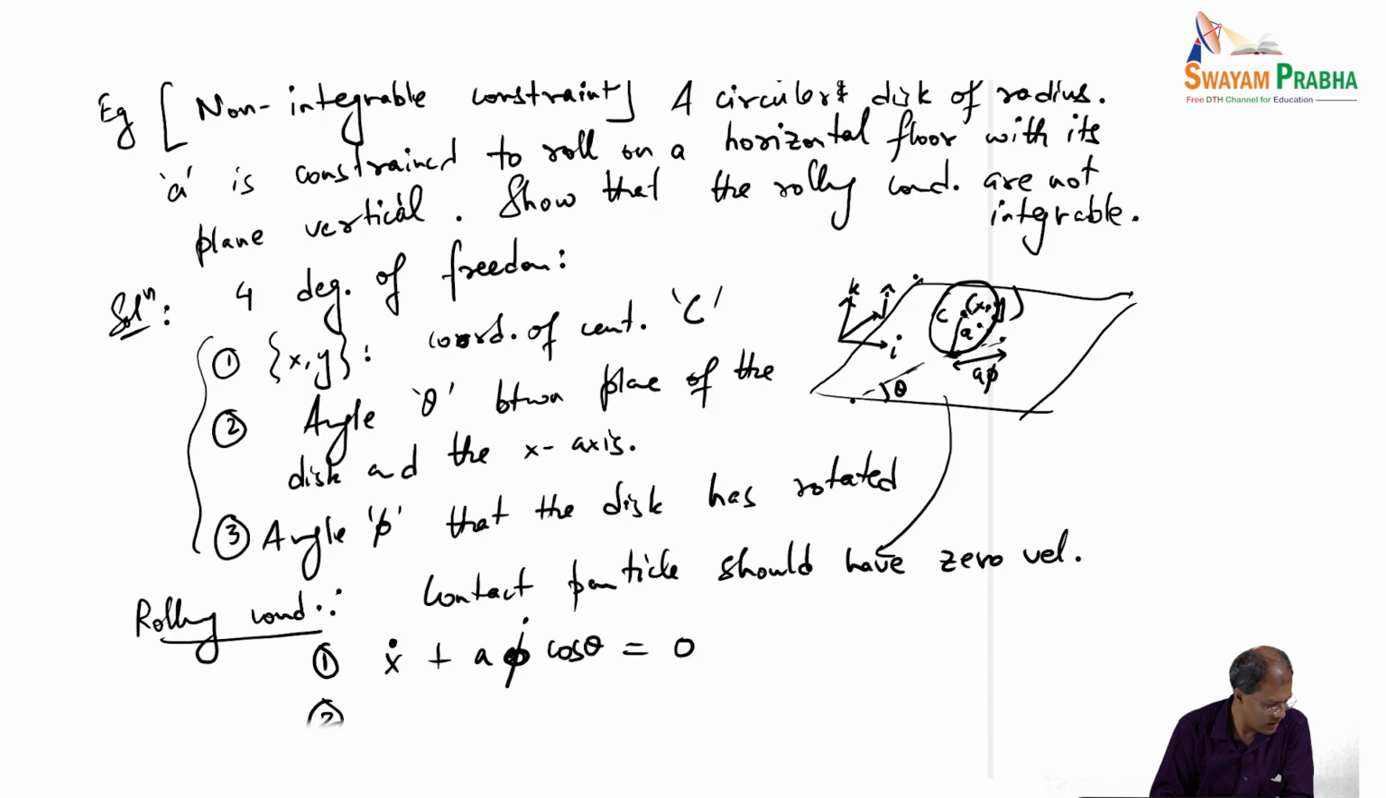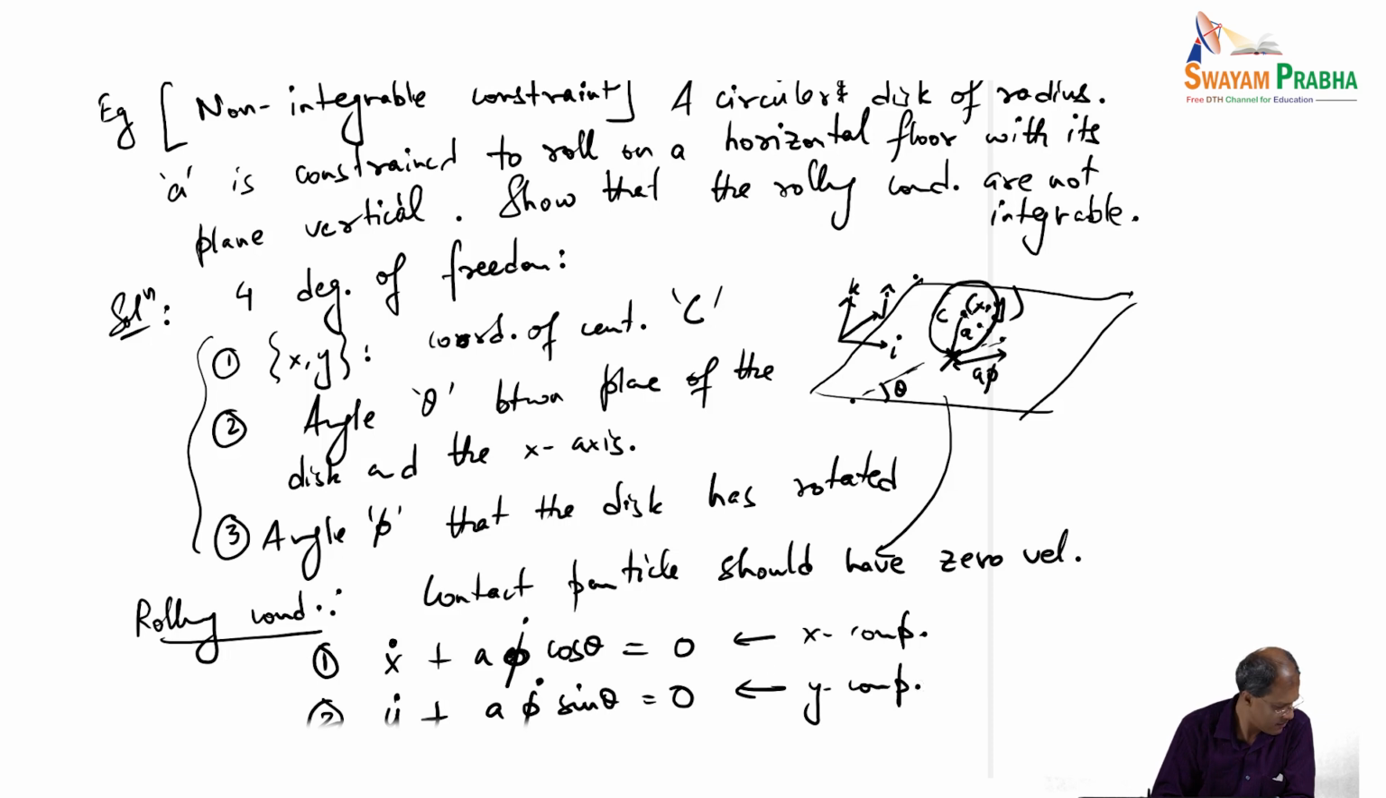And the second rolling condition. The contact point is rolling, so the net velocity of the contact point will be 0 because of the rolling condition. So we are writing the x component. This is my x component of the rolling condition, and the y component similarly will be y dot plus a phi dot sine theta is equal to 0, and this is my y component.